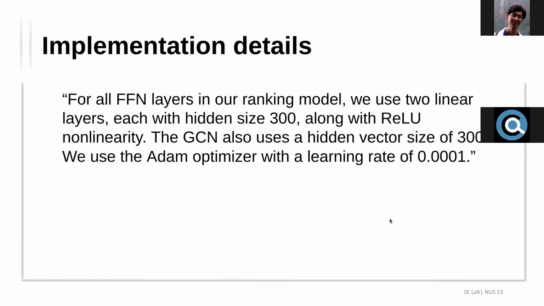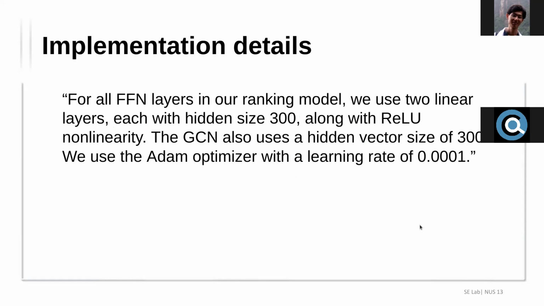Now we go into the implementation details. I realized this is feed forward. For all the feed forward layers in the ranking model, they use 2 layers each, and the hidden size is 300. The GCN also has a hidden vector size of 300. And then Adam optimizer and a learning rate of 0.0001.